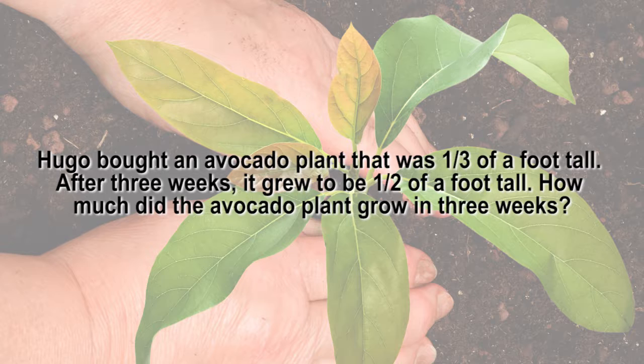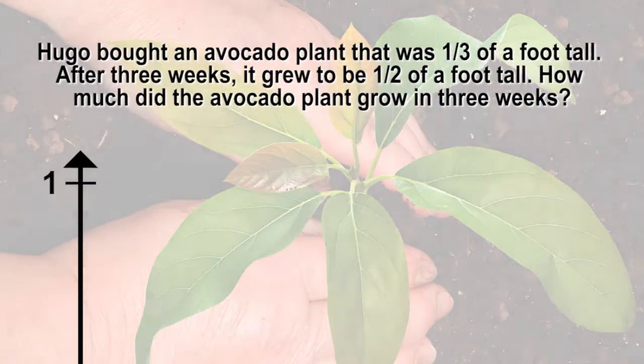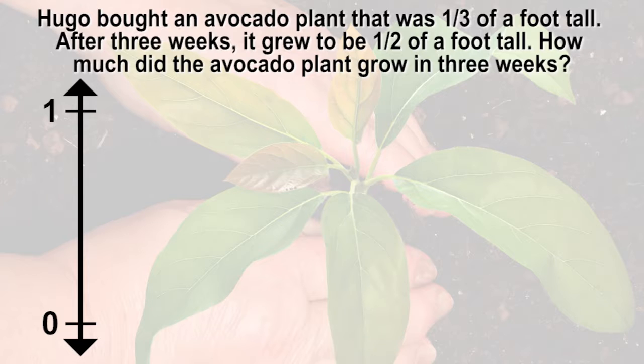Hugo bought an avocado plant that was 1/3 of a foot tall. After 3 weeks, it grew to be 1/2 of a foot tall. How much did the avocado plant grow in 3 weeks? The whole for this situation is 1 foot. This will be represented on the number line at the number 1.